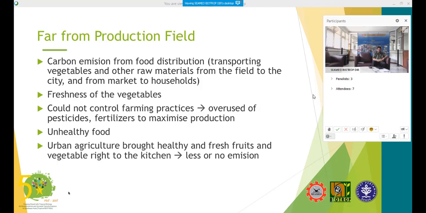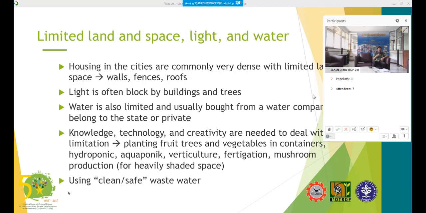Less or even no emission. Next. Limited land and space, light and water is really a challenging thing in the city, because the housing in the cities is commonly very dense with limited land and space. So the available space could be walls, fences, and also roofs.